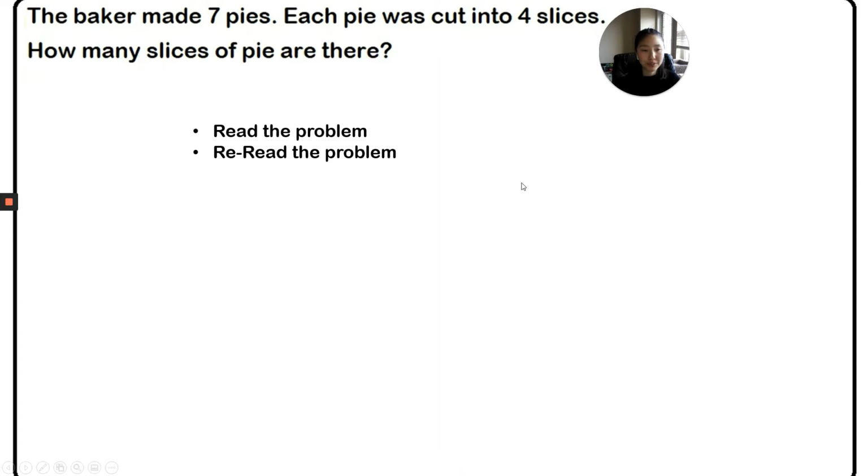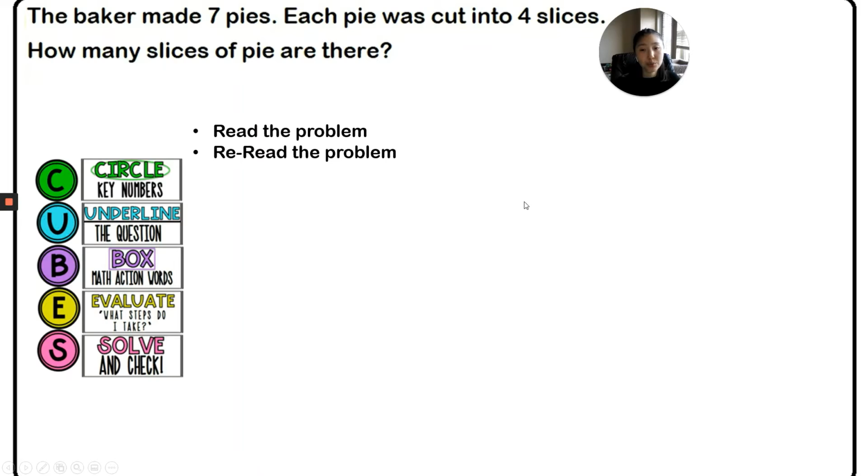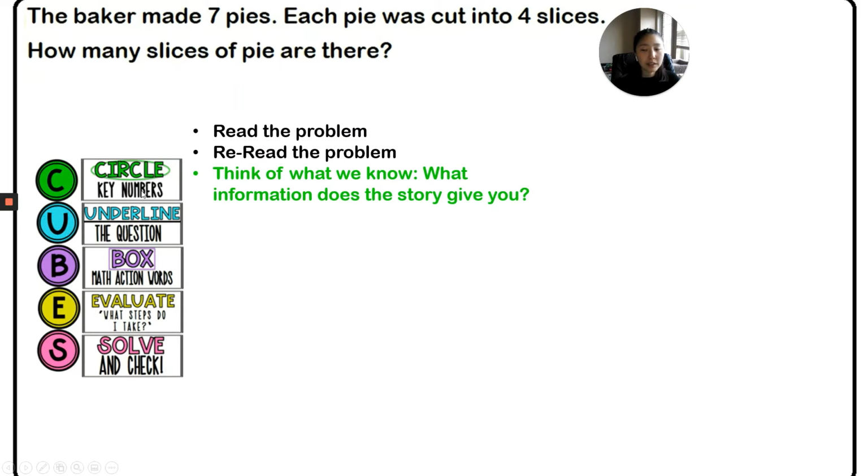Alright, great job rereading. Now, let's hop into the core of this, and this is the cubes. Let's think about circling our key numbers and our units. So we're thinking about what is the information the story is giving you. Always start from the top. The baker made 7 pies. Seems like this 7 and pies, because 7 is the number and pies is the unit. Now we're going to keep going. Each pie was cut into 4 slices. They're telling you that it's 4, but this is slices, not pies. So the units make a huge difference right here.